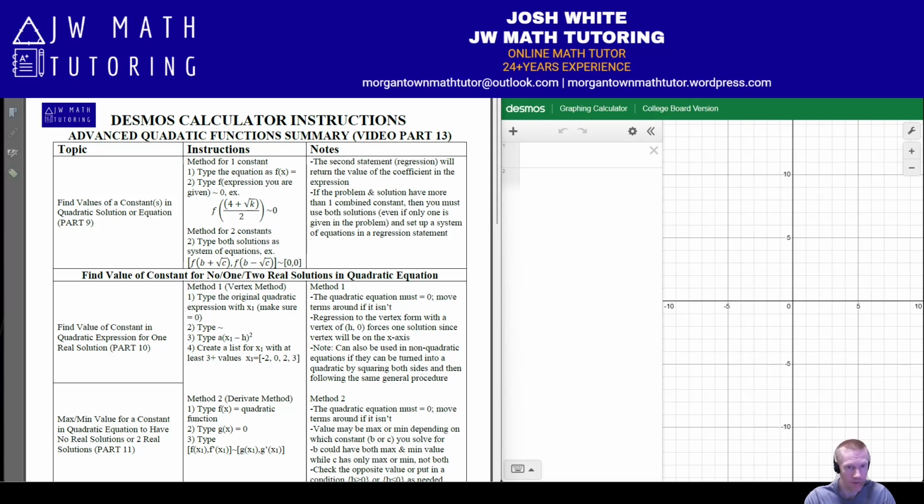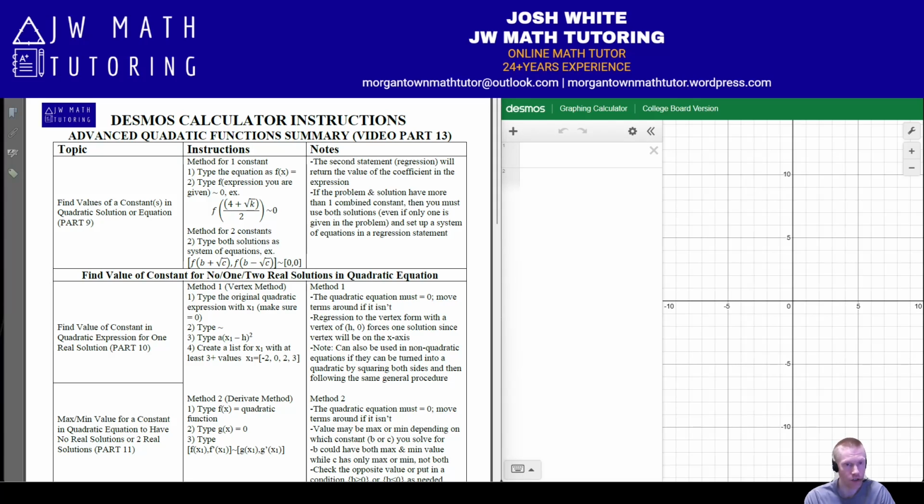Basically you're given an equation, and you're given a possible solution, and one of them has a constant in it. Now, there is another example, which is where you have two constants. That actually is new, so I will go over that in more detail. But the first type is where you just have one constant.